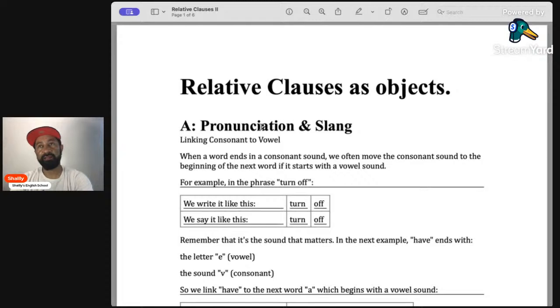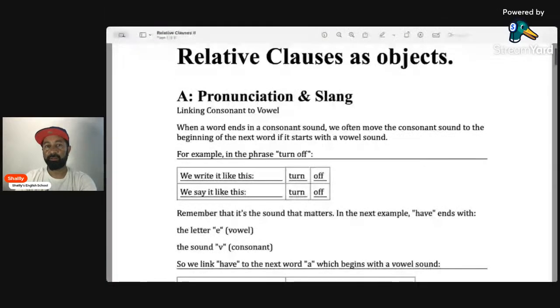But before we get into the relative clauses, I do want to go over some pronunciation. I want to give you guys a little trick of how native English speakers pronounce words, how we link words together. This will help your pronunciation. This will help you sound more fluent. What do we do here? It says right here, right in the middle of the screen, linking consonants to vowels, linking a consonant to a vowel.